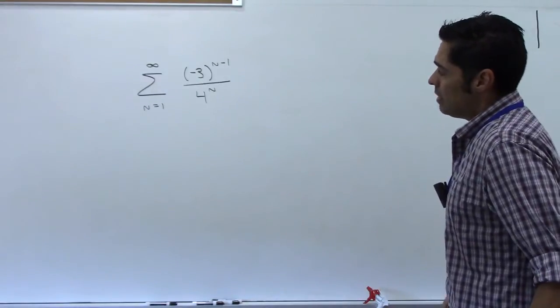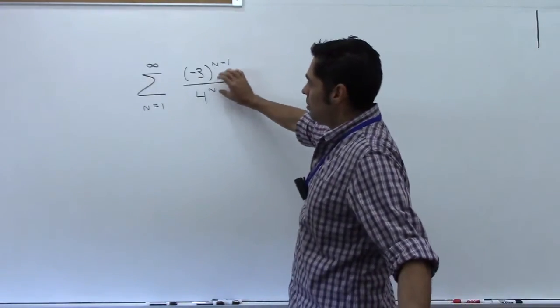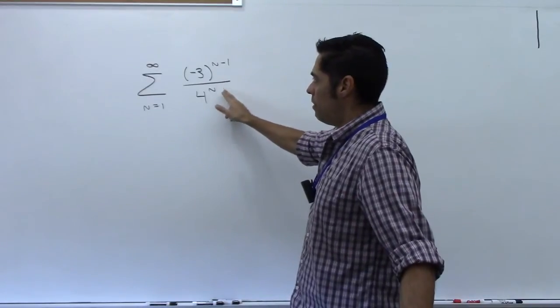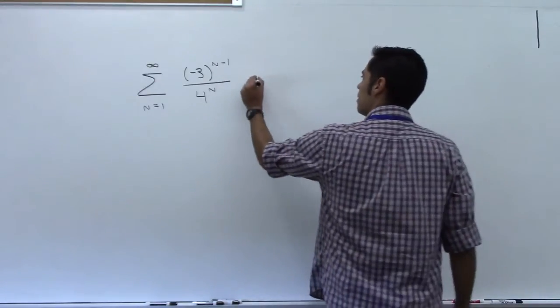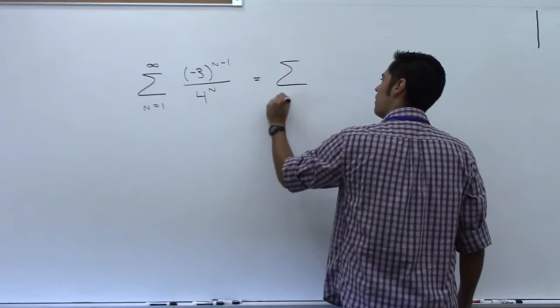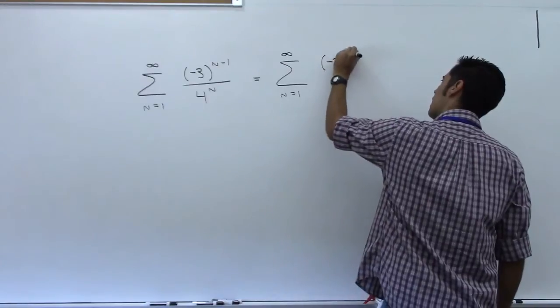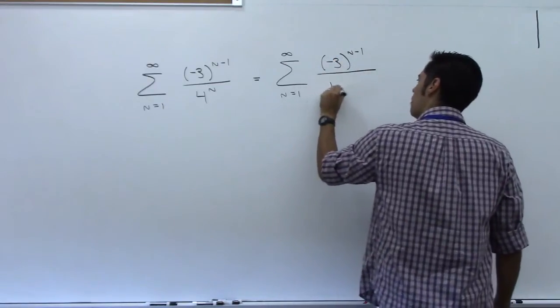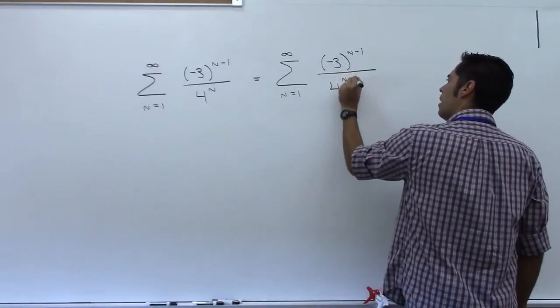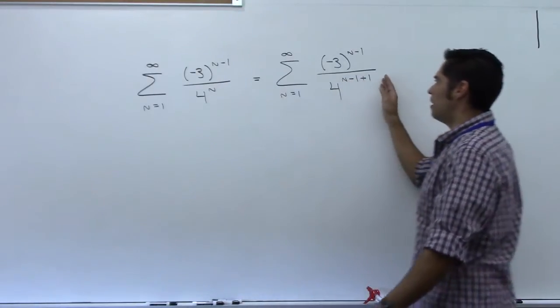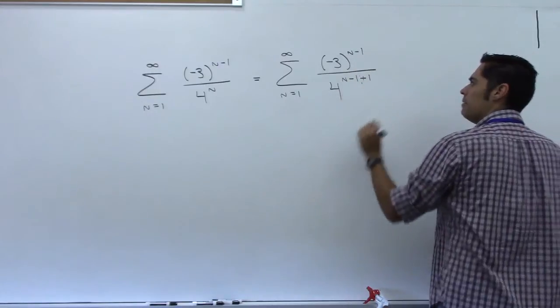So what you need to do is make sure that anything that's raised to the n power is an n minus 1, which right now the one on the bottom is not. So I'm going to rewrite this. I'm going to use that hidden 0 again. I'm going to rewrite this as negative 3 to the n minus 1 over 4 to the n, and here we come, minus 1 plus 1. There wasn't anything out here, so I don't need to put anything else. And I'm going to split it right here.